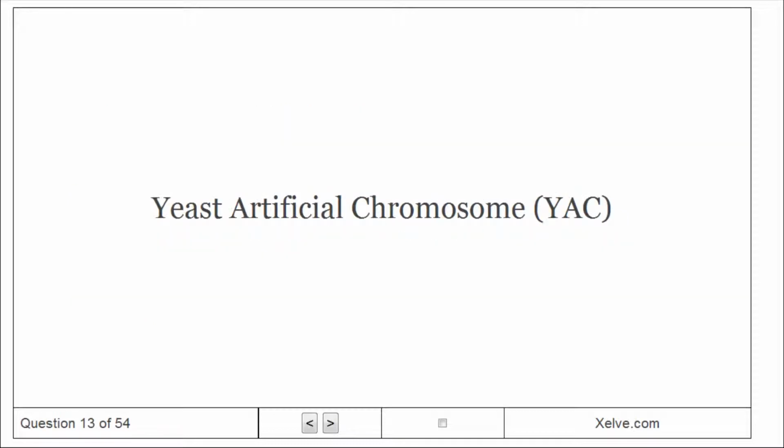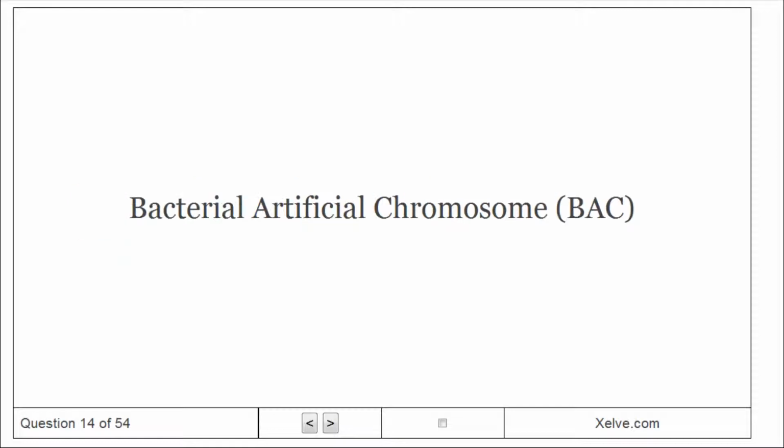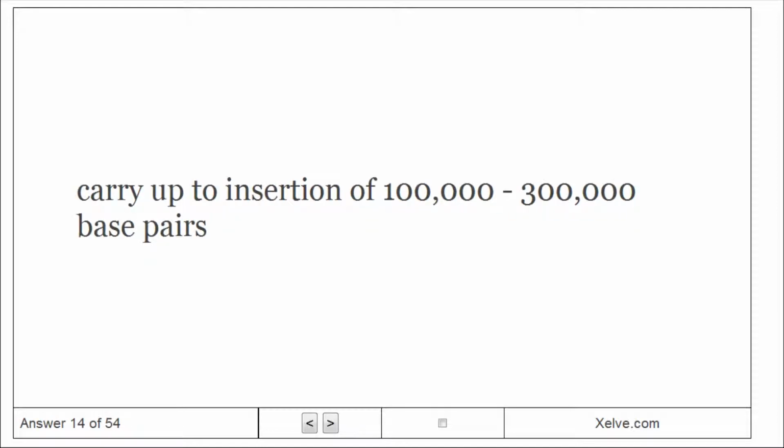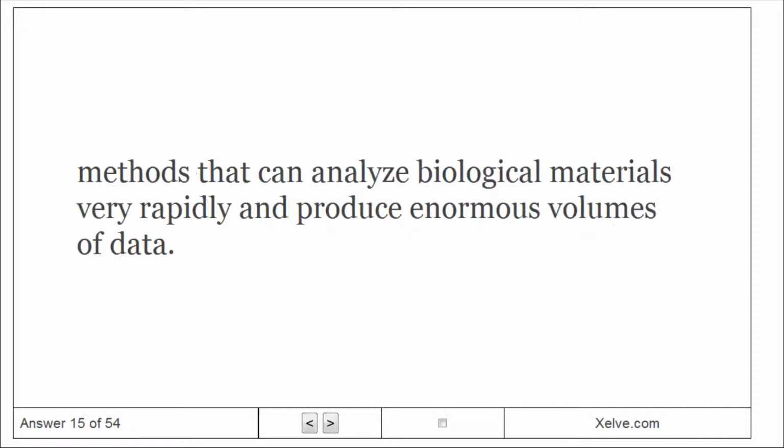Yeast artificial chromosome, YAC. Carries insertions up to 1 million base pairs long. Bacterial artificial chromosome, BAC. Carries insertions of 100,000 to 300,000 base pairs. High throughput. Methods that can analyze biological materials very rapidly and produce enormous volumes of data.